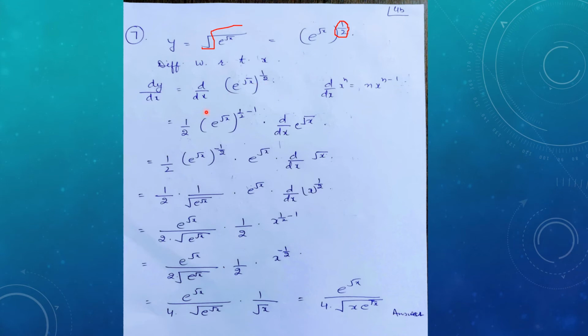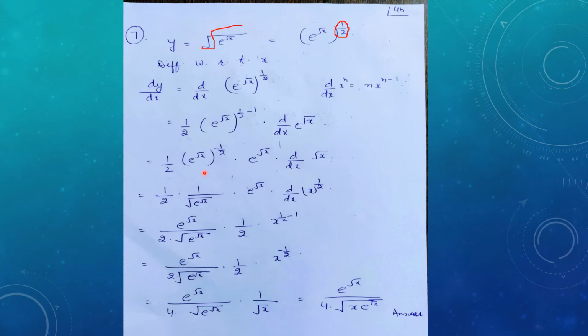So this 1 upon 2 will come in the front. 1 upon 2 e power under root of x whole power 1 upon 2 minus 1 multiplied by d by dx e power under root of x. This will be again the chain rule out here. So you get the answer 1 upon 2 e power under root of x whole power minus 1 upon 2 multiplied by. Now what is the derivative of e power x? It will be e power under root of x as it is multiplied by the derivative of under root of x. Whatever is the power of e, we will find the derivative separately.